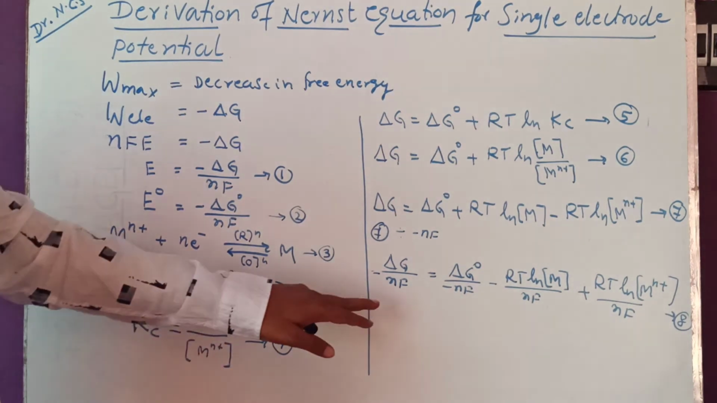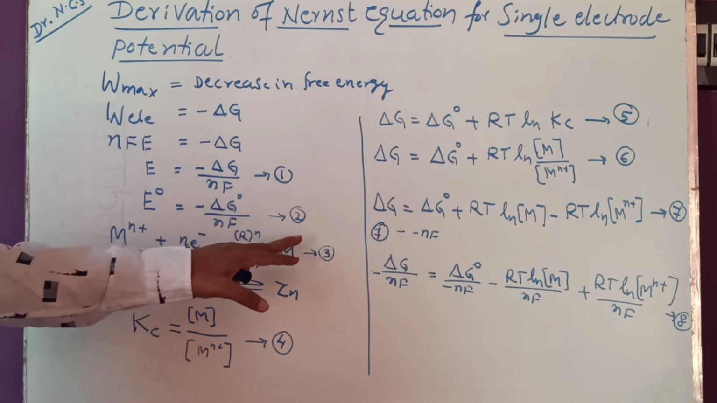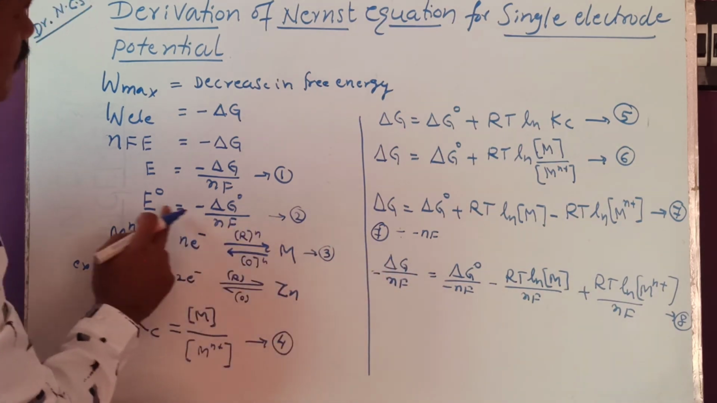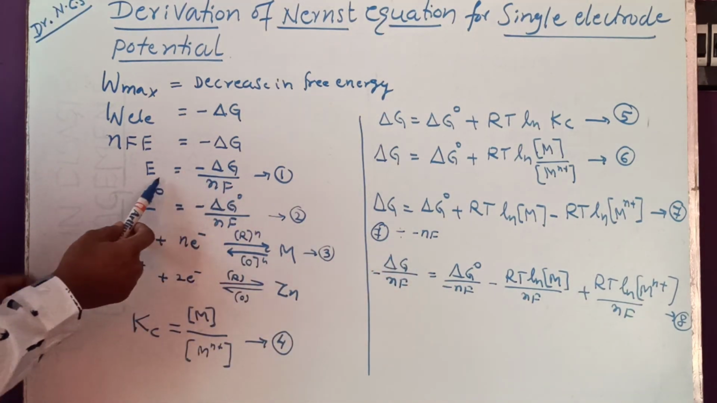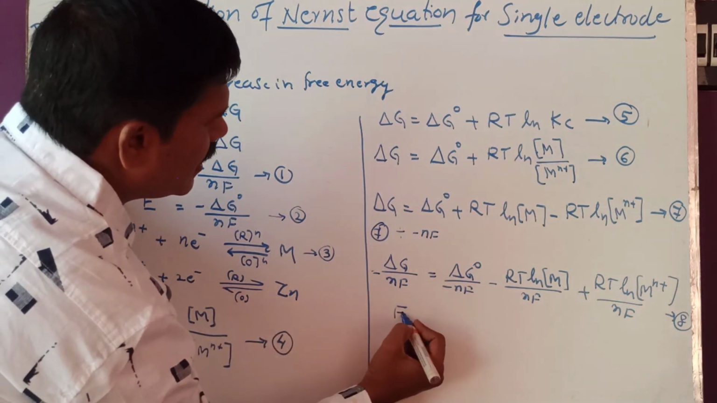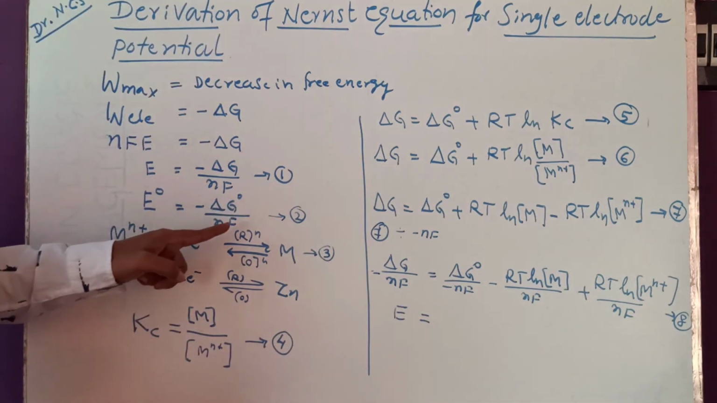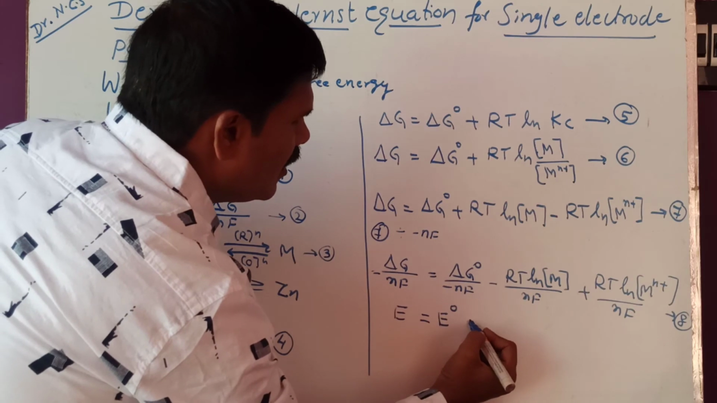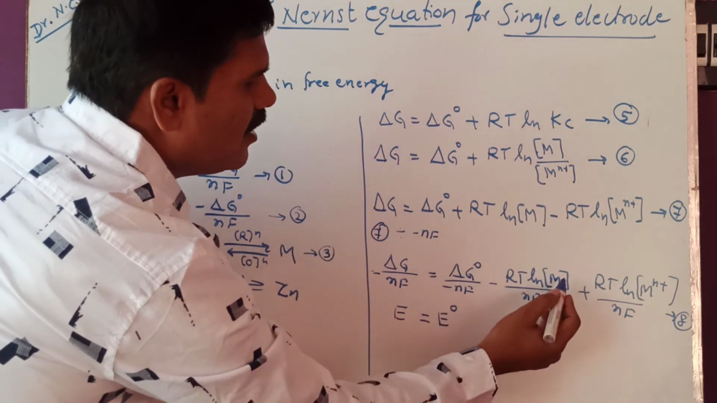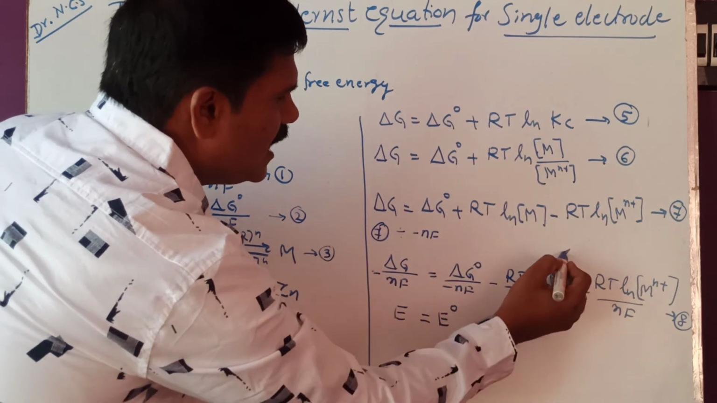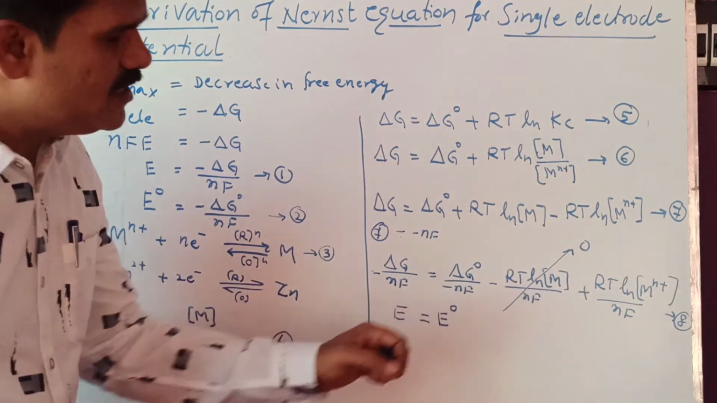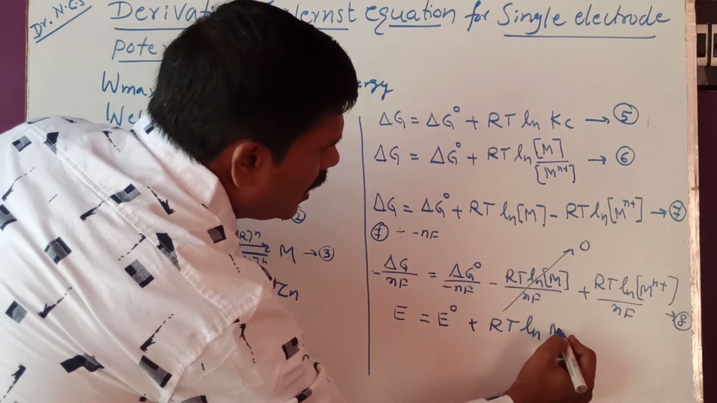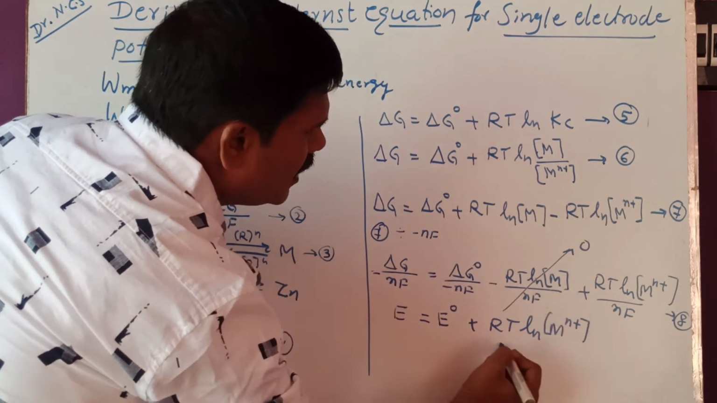Now let us substitute the value of equation 1 and 2 in equation 8. What is the value of minus delta G by NF? Minus delta G by NF is nothing but E, and minus delta G naught by NF is nothing but E naught. Let us consider the value of M as 1, then natural log 1 becomes 0, then this entire term becomes 0, then we have plus RT natural log the molar concentration of metal ions divided by NF.